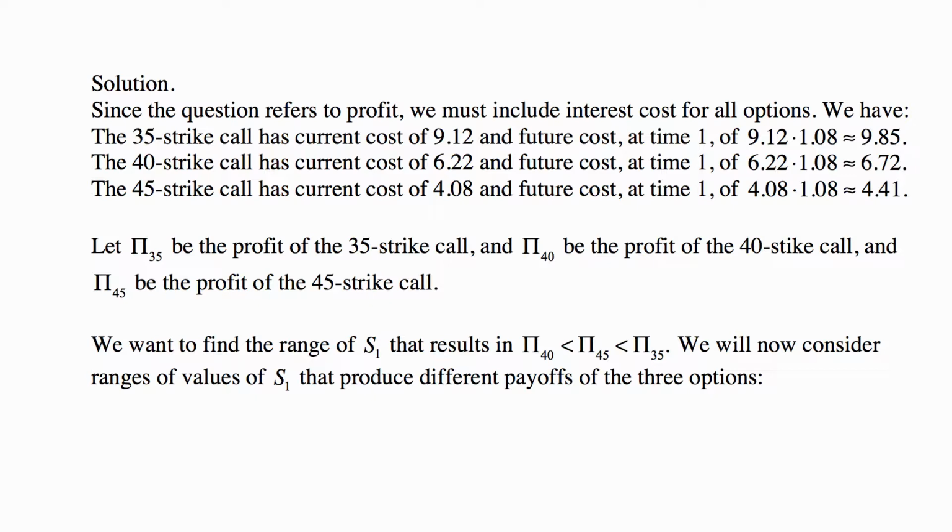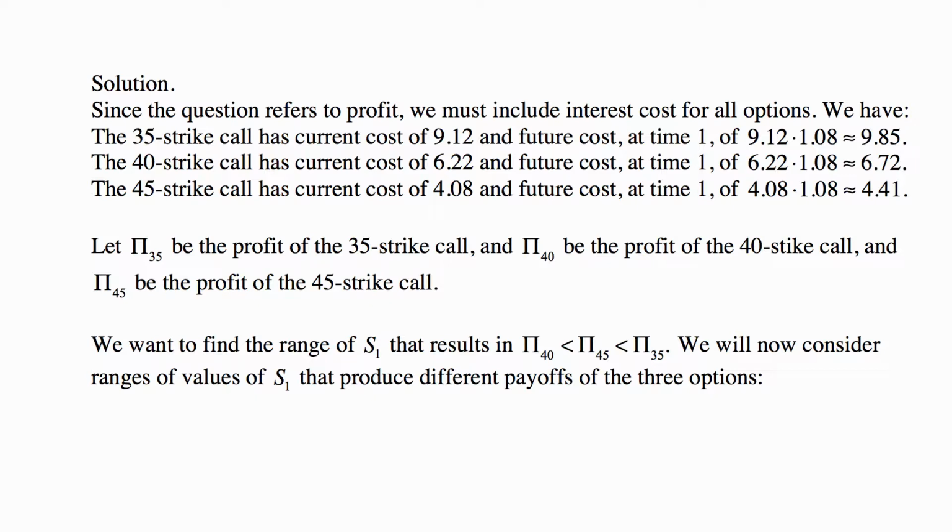We have the 35-strike call has current cost of 9.12 and future cost at time 1 of that amount with interest, so 9.85. For the 40-strike call, that's 6.22 now, but in a year it's 6.72. For the 45-strike call, it's 4.08 now, but in a year with interest, that's 4.41. Let pi 35 be the profit for the 35-strike call, pi 40 for the 40-strike call, and pi 45 be the profit of the 45-strike call.